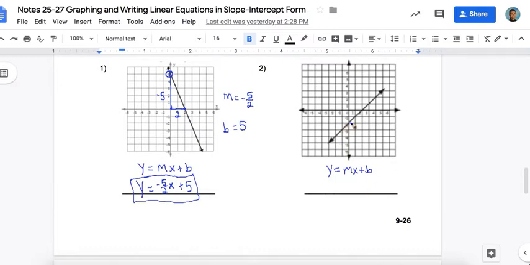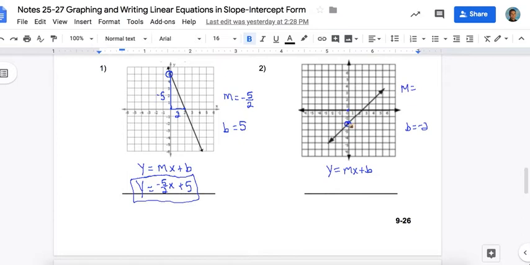And locate the y-intercept, so it's going to be right here. And we're really going to have to count for this one because it's really difficult to see. So here's the origin, and we're going to go 1, 2. So this is down 2, so that's -2. So the y-intercept is -2. And I'm going to write the slope up here.